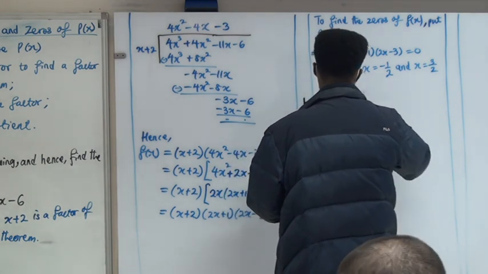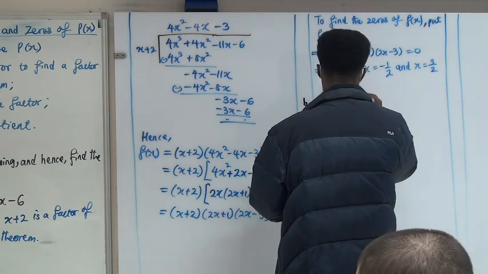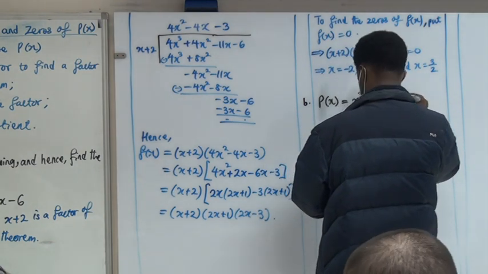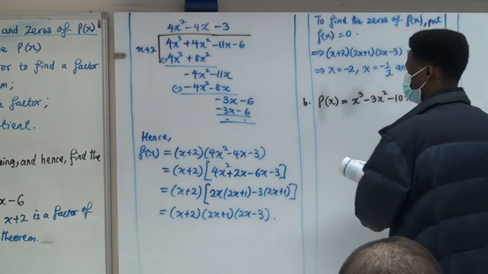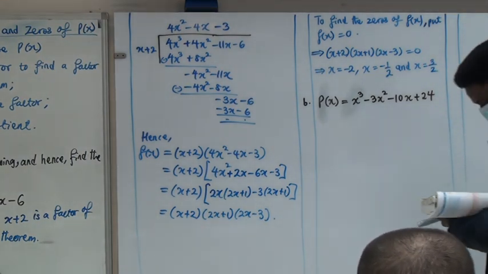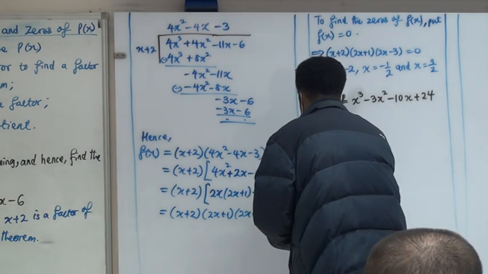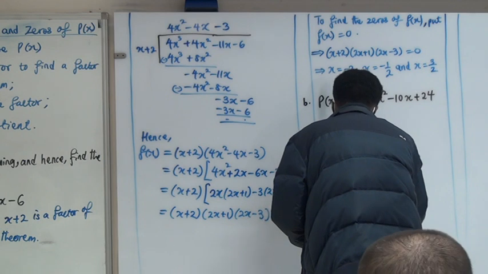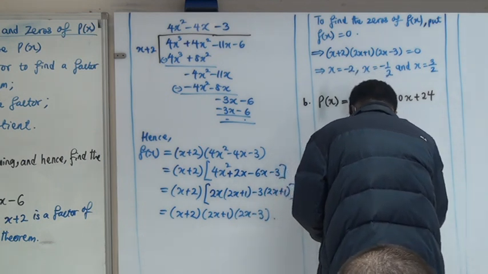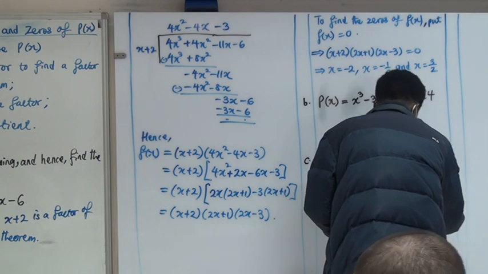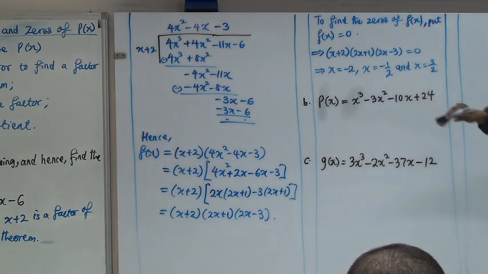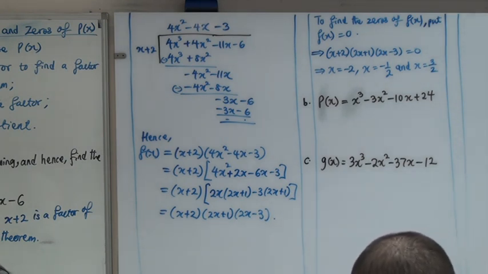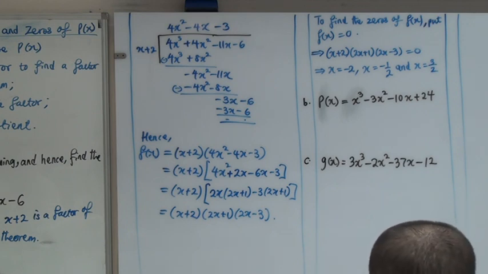B: h of x is equal to x cubed minus 3x squared minus 10x plus 24. Please look at the space to be left and just focus on number B. g of x is 3x cubed minus 2x squared minus 37x minus 12. The same instruction. Just write one in the class. I'll stop you in about 5 minutes. Hopefully you have done one of them.